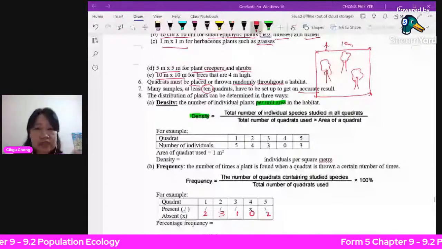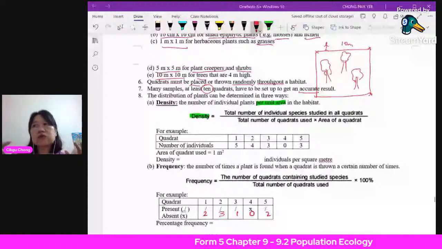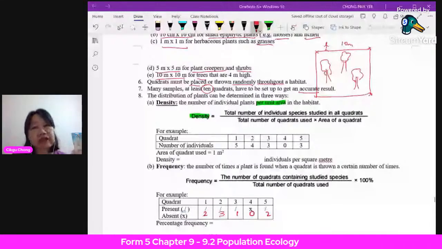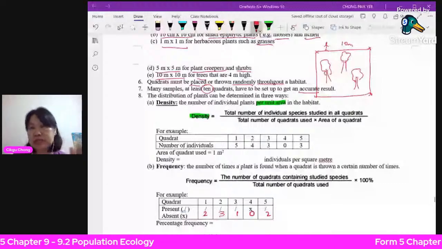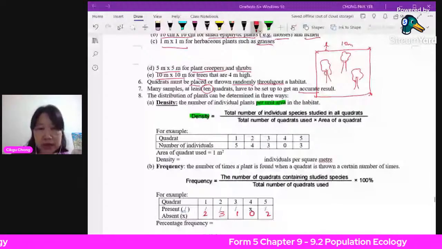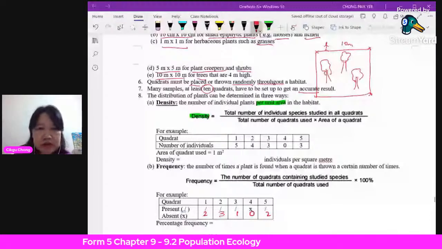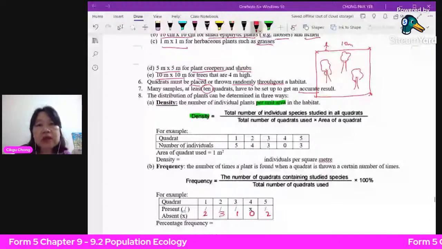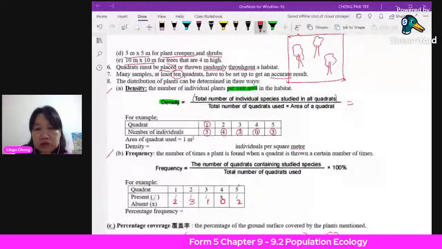How to find the density? That means how close is your pokok semalu in the area? How near are they? How many pokok per meter persegi? How many per meter area, per meter square? Okay, answer, you do this. First of all, density equals to count all the number of species in all the quadrats. That means you add all this.